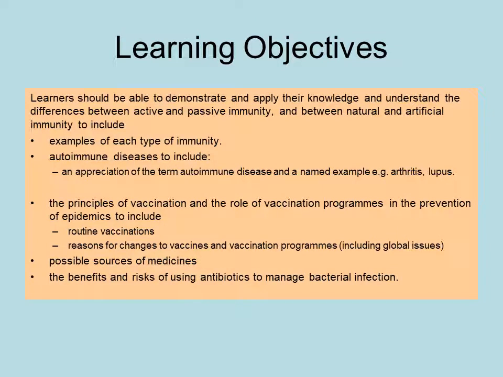Looking at the specification, you can see that we're going to be going through the definitions of different types of immunity, and also we're going to be covering some stuff on autoimmune diseases, looking at how vaccinations work, and then linking some of this to various different types of medications.